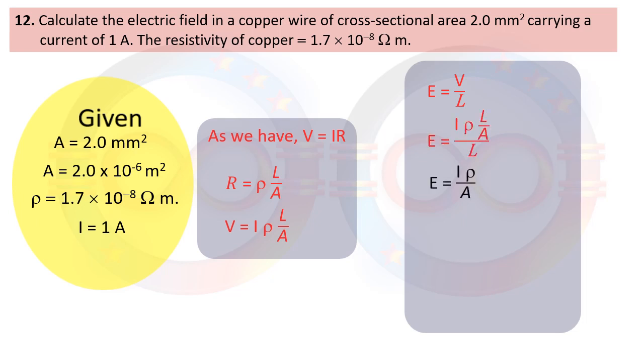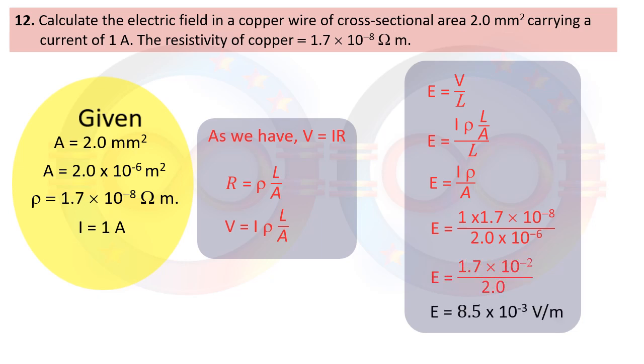Once we simplify this, L would cancel, and then it is I into rho upon area. I is given 1 ampere, rho is 1.7 into 10 raised to minus 8, and the area is 2 into 10 raised to minus 6. Once we simplify it, electric field which we are going to get here is 1.7 upon 2 into 10 raised to minus 2, or 1.7 upon 2, it is nothing but 0.85. If we take 8.5, it is into 10 raised to minus 3 volt per meter.